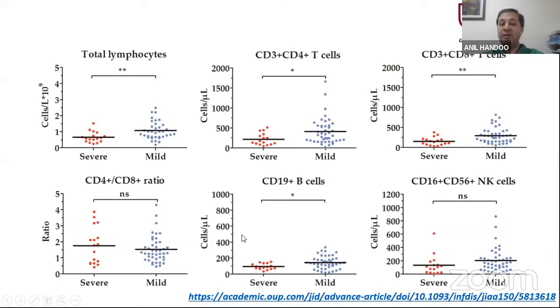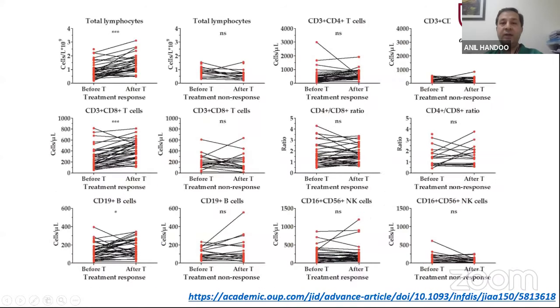The more severe the disease is, the more is the effect on the cells. And this is very, very obvious. But please note, CD4 to 8 ratio really does not get altered much. And as you treat the patient, there is a recovery. And this is observed in all these graphs. Most of these cells will come back to normal.